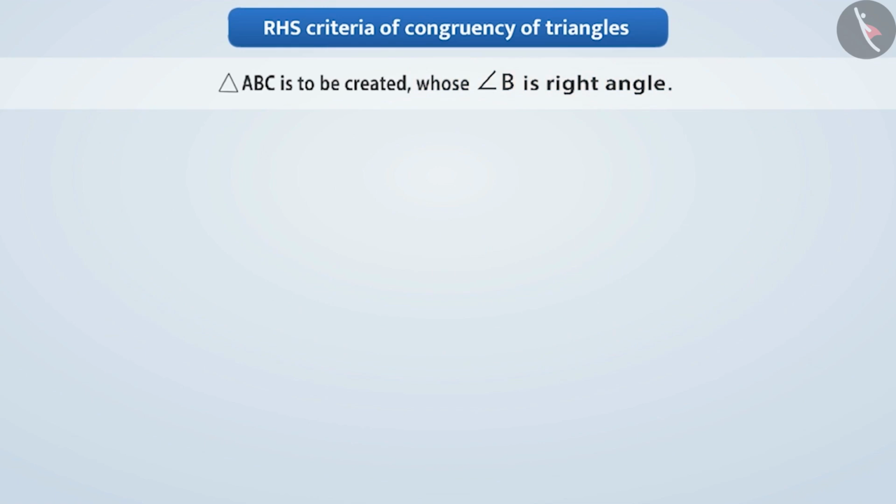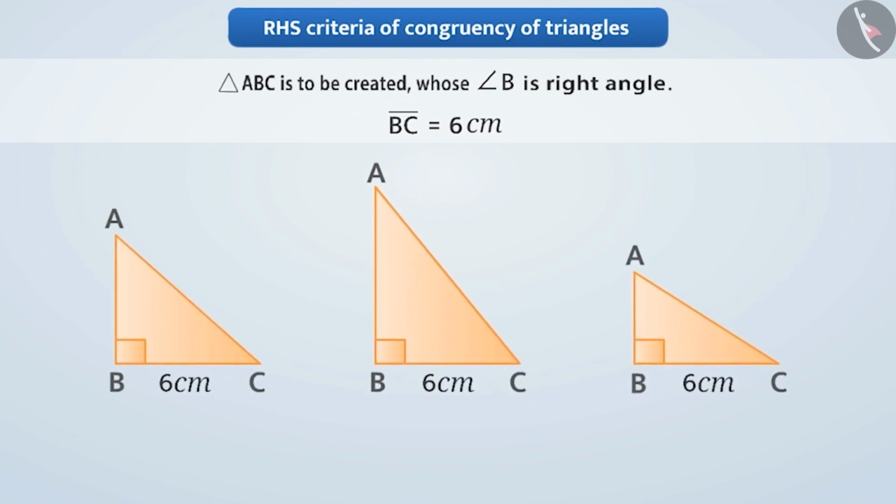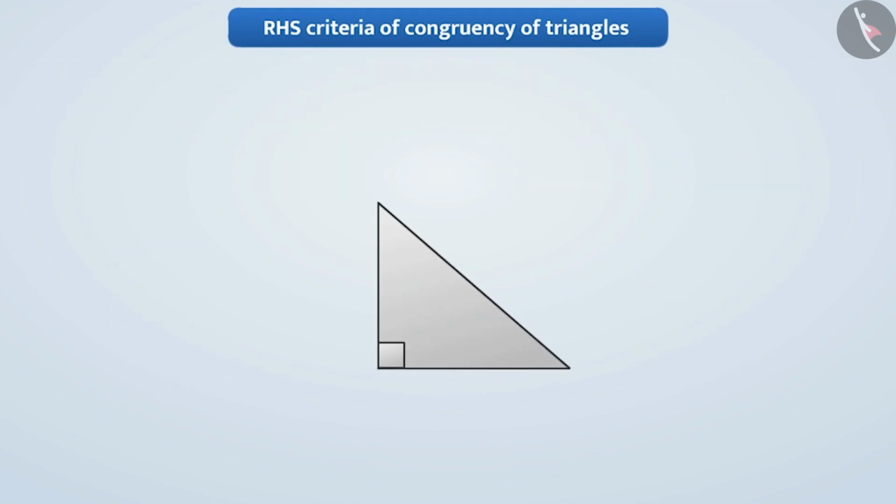With this, if you are given a measurement of an arm forming the right angle, such as BC is equal to 6 cm, will you be able to construct a unique triangle? In this case also, we will get different types of triangles. Now suppose you are given the measurement of the side and the hypotenuse of a right-angled triangle. Will you now be able to construct a unique triangle?